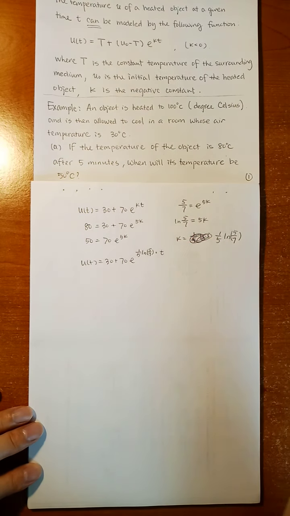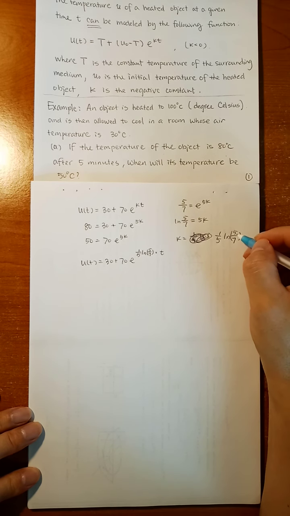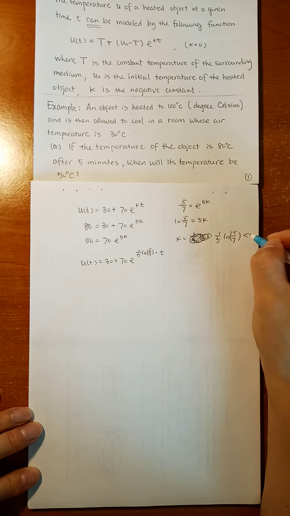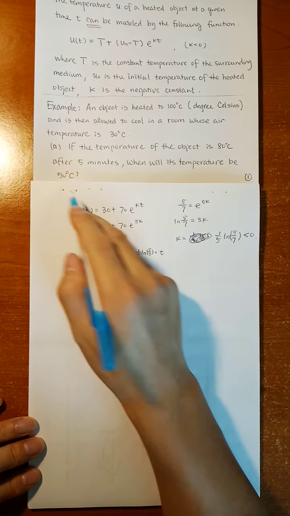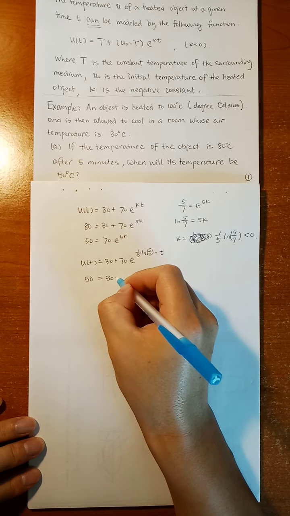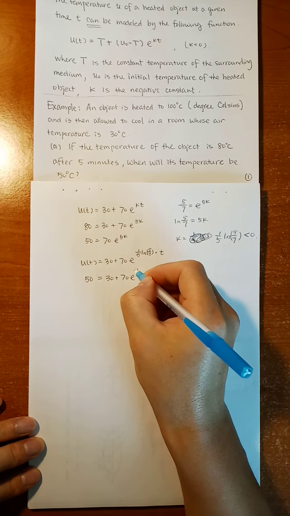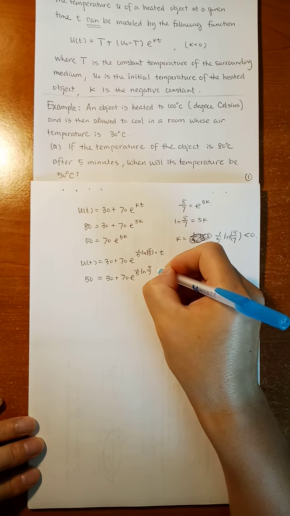The whole thing is a coefficient. And this is a negative number because 5 over 7 is less than 1. So it's negative. Okay, then you want 50 degrees. So u is 50. 50 equals 30 plus 70 e to 1 over 5 natural log 5 over 7 times t.